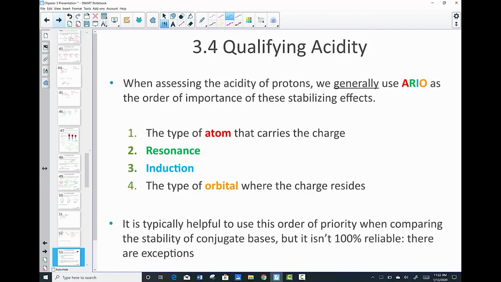Based on those 4 types of things, we're able to figure out which structure is going to be the better acid. And that answer lies in which is better at stabilizing the negative charge. Now, in the little disclaimer down here, it says this works most of the time, but it's not always 100% reliable. As with any set of rules, there are always rule breakers, these exceptions to the rule. I'm going to tell you the vast majority of these examples will follow ARIO, and I'm going to show you one exception that you should kind of just remember.